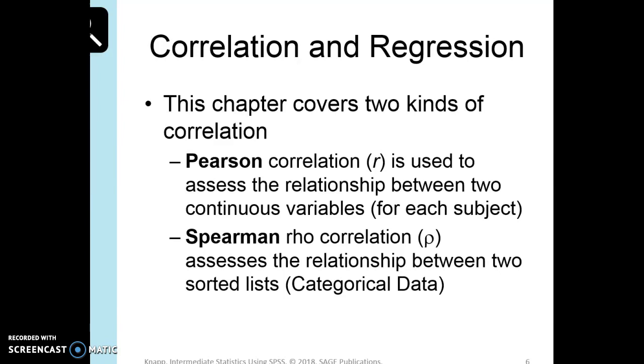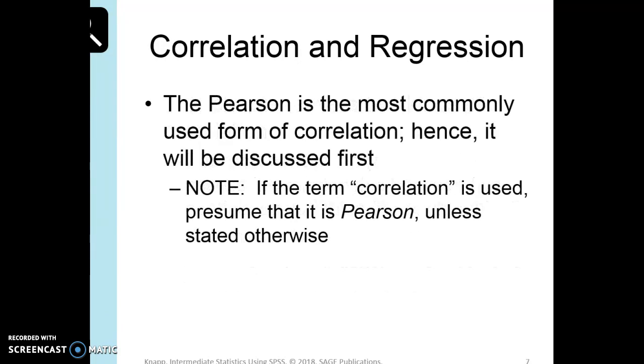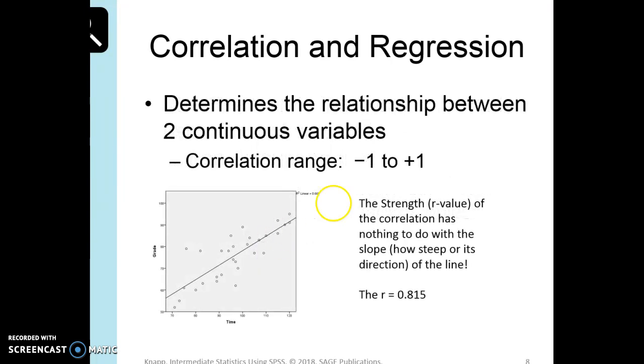The Spearman is good for categorical data, and it's good for continuous data that are not normal and do not satisfy the tests for the Pearson. The Pearson is the most commonly used form of the test, and anytime anyone uses the word correlation, they're probably speaking of the Pearson. We're going to determine the relationship between two variables by calculating a correlation value, and that value is always between -1 and +1. The strength is called the R value, so the R value falls between -1 and 1.